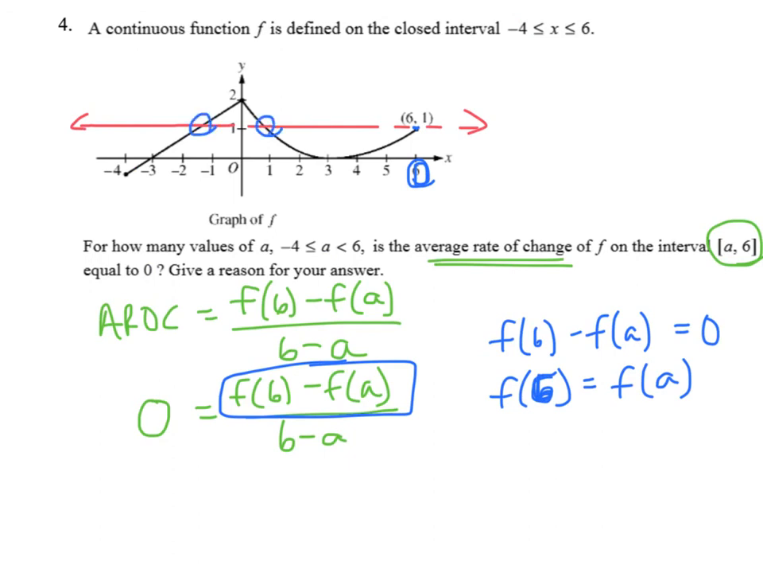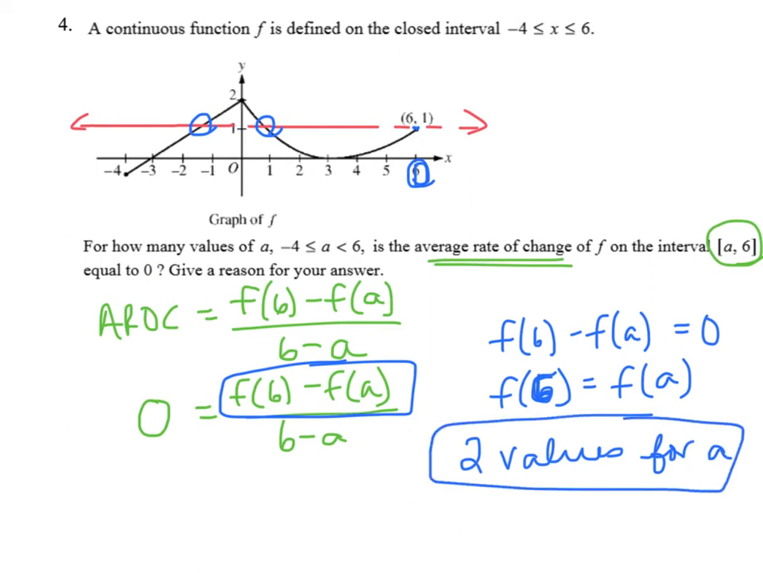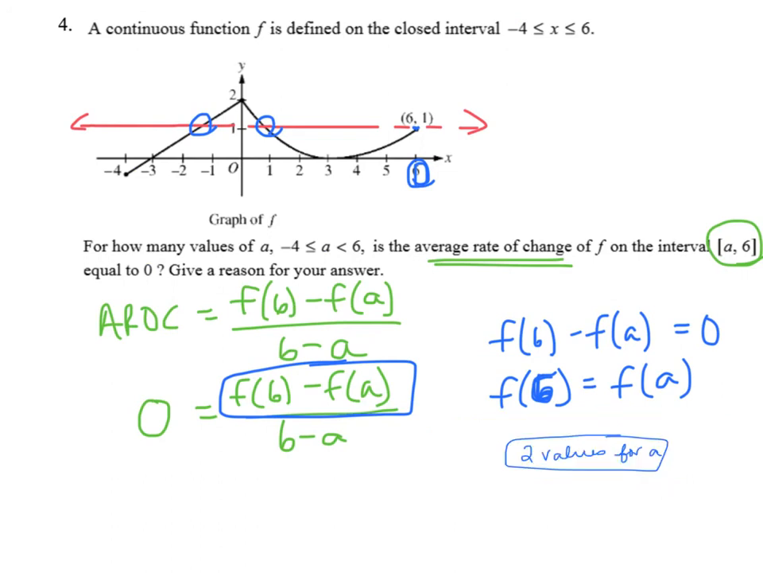And so you don't need to know the exact values of those a values. You just need to know that there are 2 values for a. And that is your answer, and really your justification and your explanation is here, especially if you graph in that line y equals 1 and show those points of intersection, that's showing there's 2 other places where that would happen.